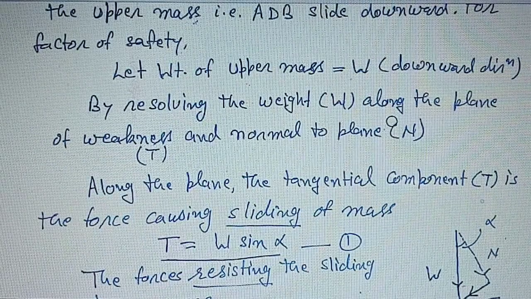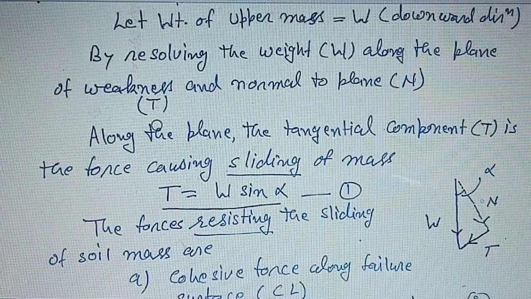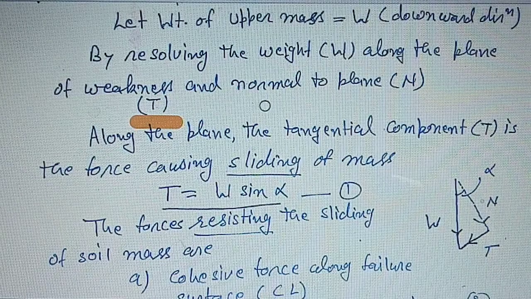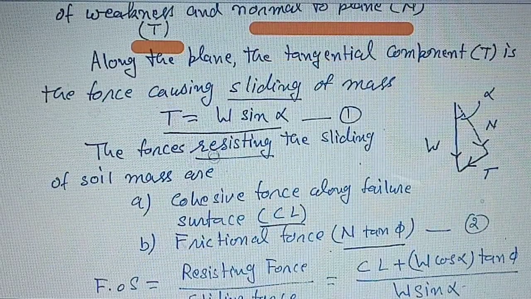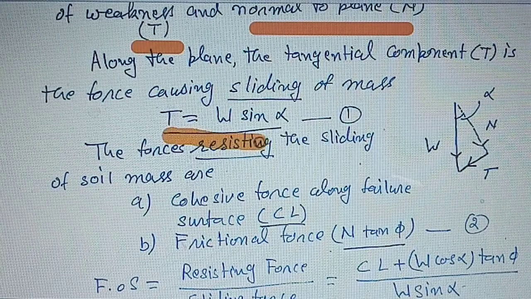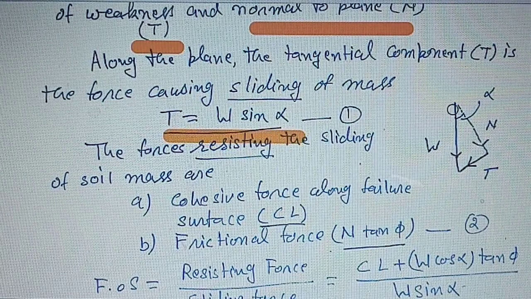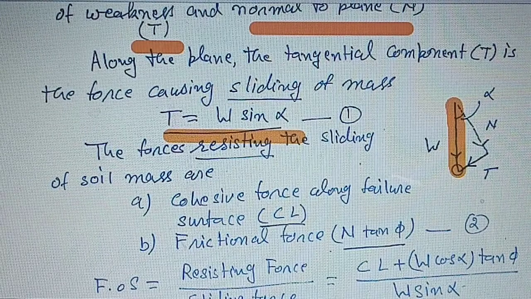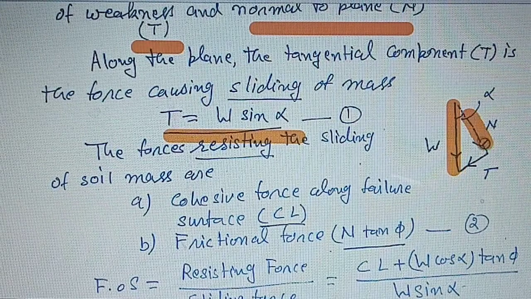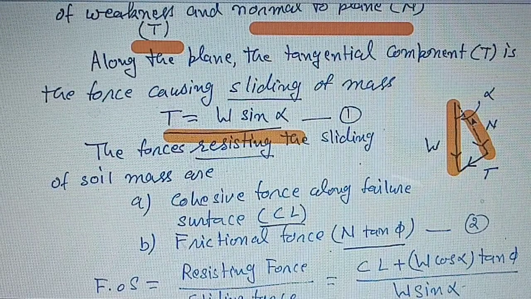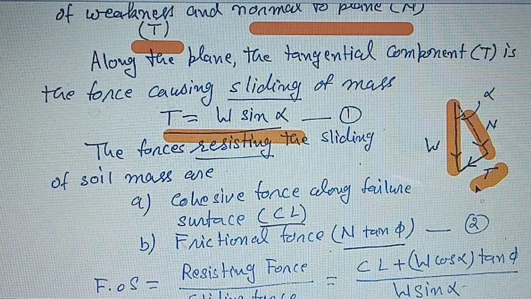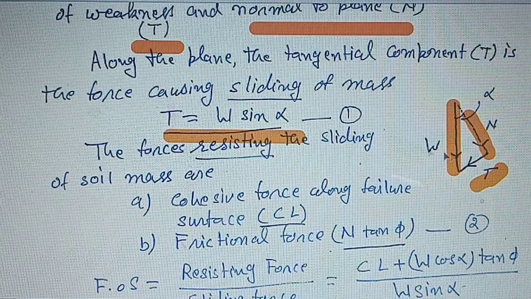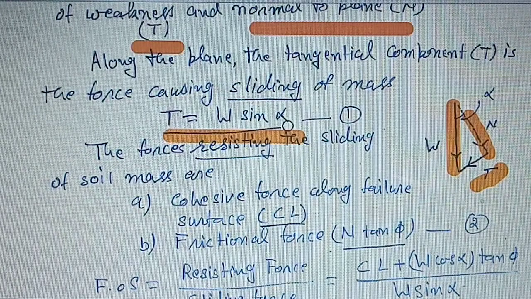So by resolving the weight along the plane of weakness, that is tangential component, and normal to plane, that is normal component, so T equal to W sin alpha, we can determine by drawing the force triangle. It is W, second is normal component, and it is tangential component. So the value of T in terms of W is W sin alpha.